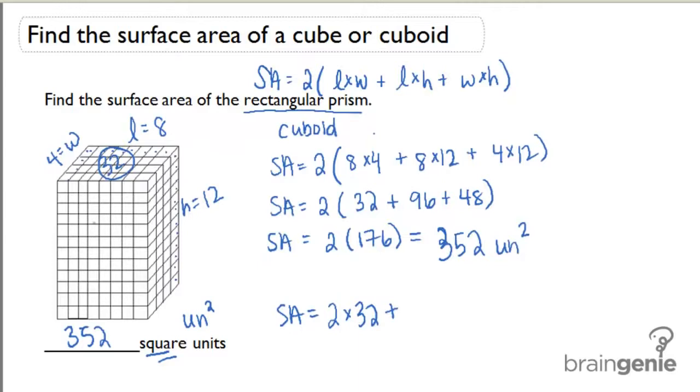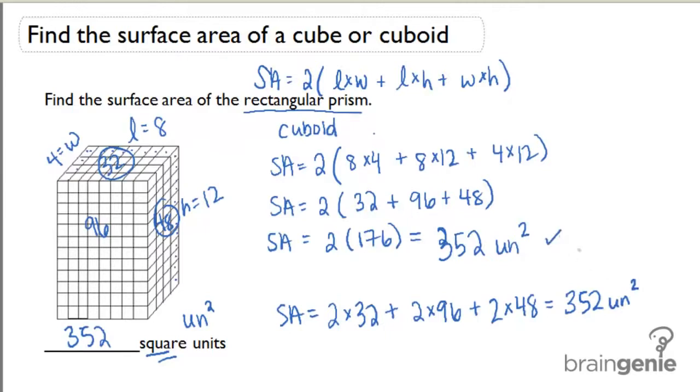Then the front of the prism is going to be 96 because 8 times 12 is 96, and so is the back. So that's simply 2 times 96. Lastly, the side is going to be 4 times 12, which is 48. So it's 2 times 48. And if I multiply and add these numbers out, I would get 352 square units as well.